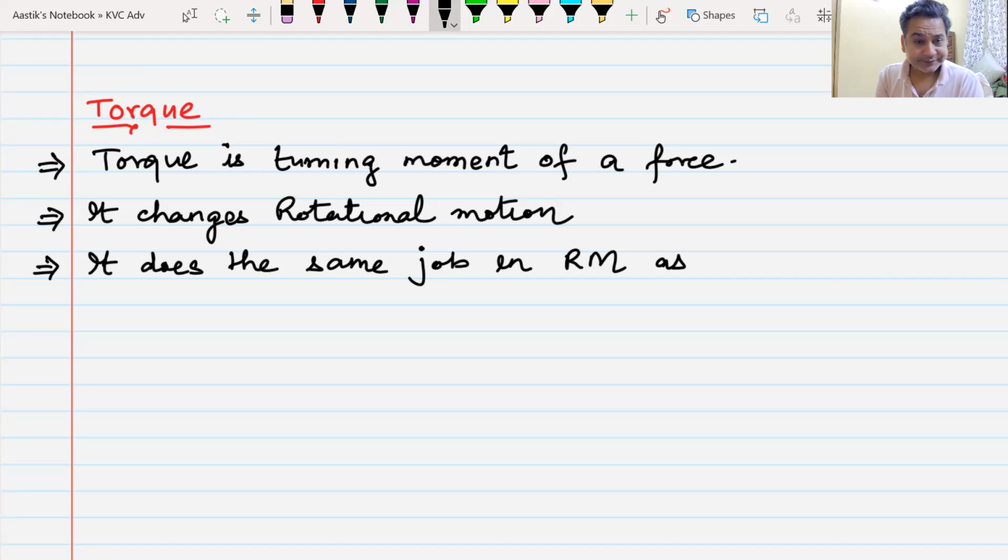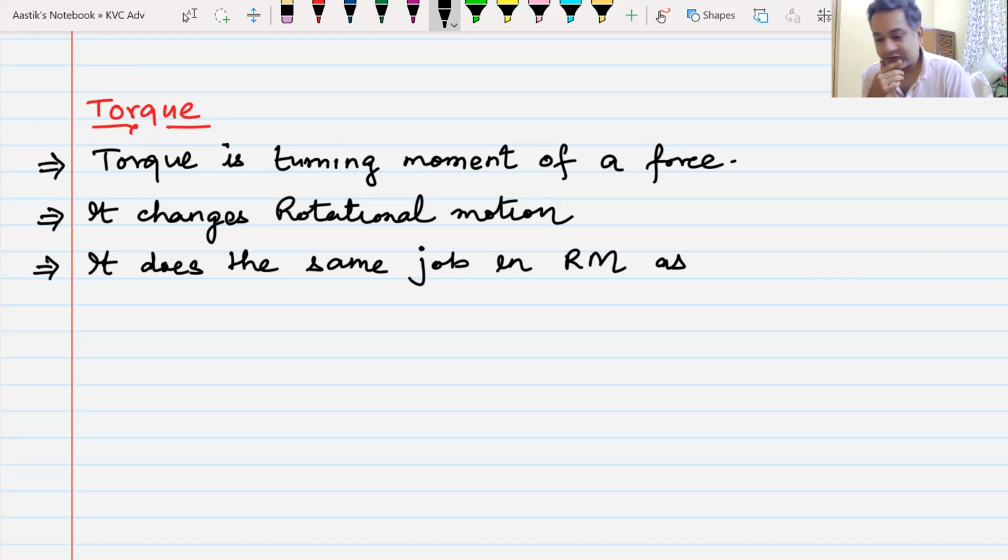Yes, I'm waiting. Linear velocity. Very good. Torque is related to linear velocity. Then what is angular velocity related to? Torque. Yes, sir. Torque is related to linear velocity.